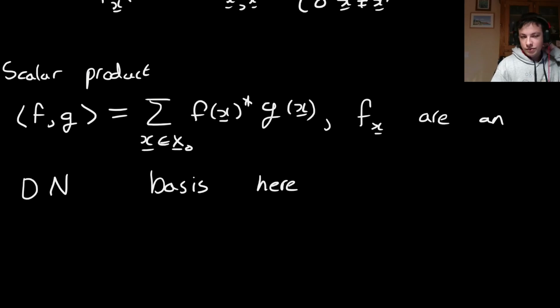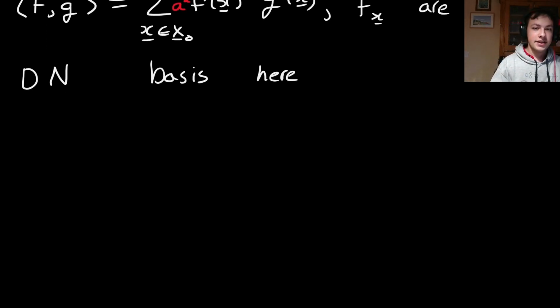And what we might do is rescale this dot product. So what we'll instead do is put in an a to the power of d here, and then fx is not quite an orthonormal basis, but it is an orthogonal basis. The reason for that will appear later, but basically we're using the lattice spacing, and it's going to turn things into integrals later on.